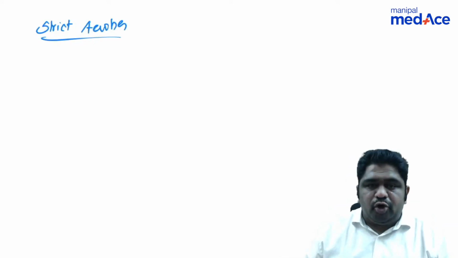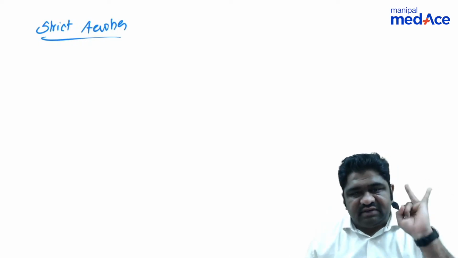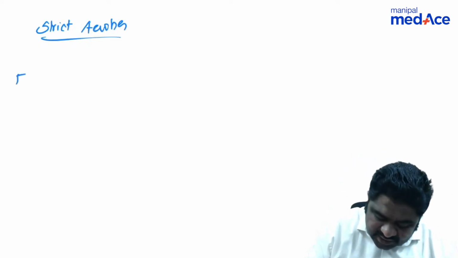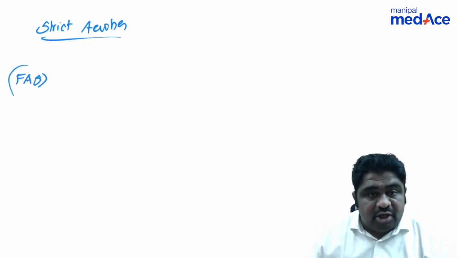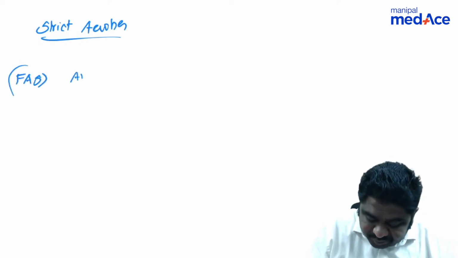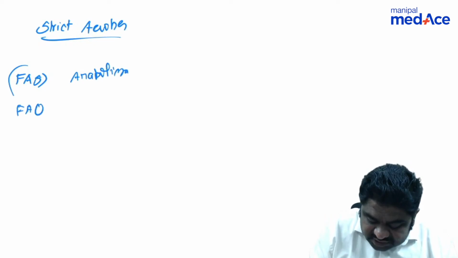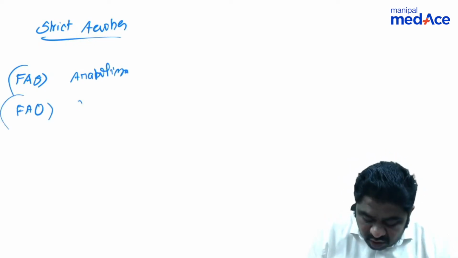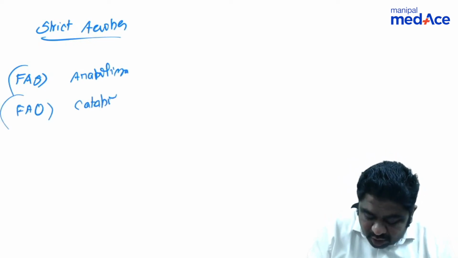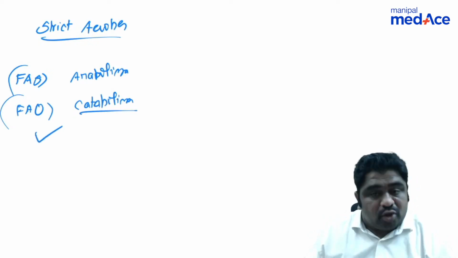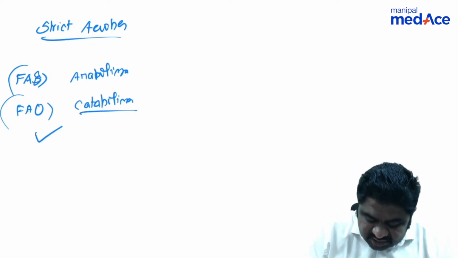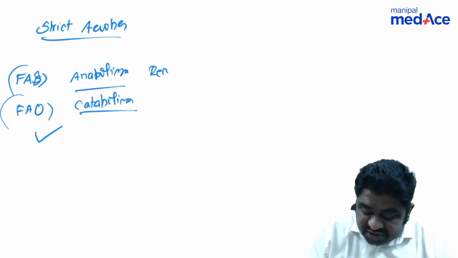Even yesterday in biochemistry, when we had fatty acid synthesis and fatty acid oxidation: fatty acid synthesis means you're forming something complex, which is anabolism, while fatty acid oxidation is burning something down, which is catabolism. So remember, oxidation is always catabolism and synthesis is always anabolism, which is reduction.